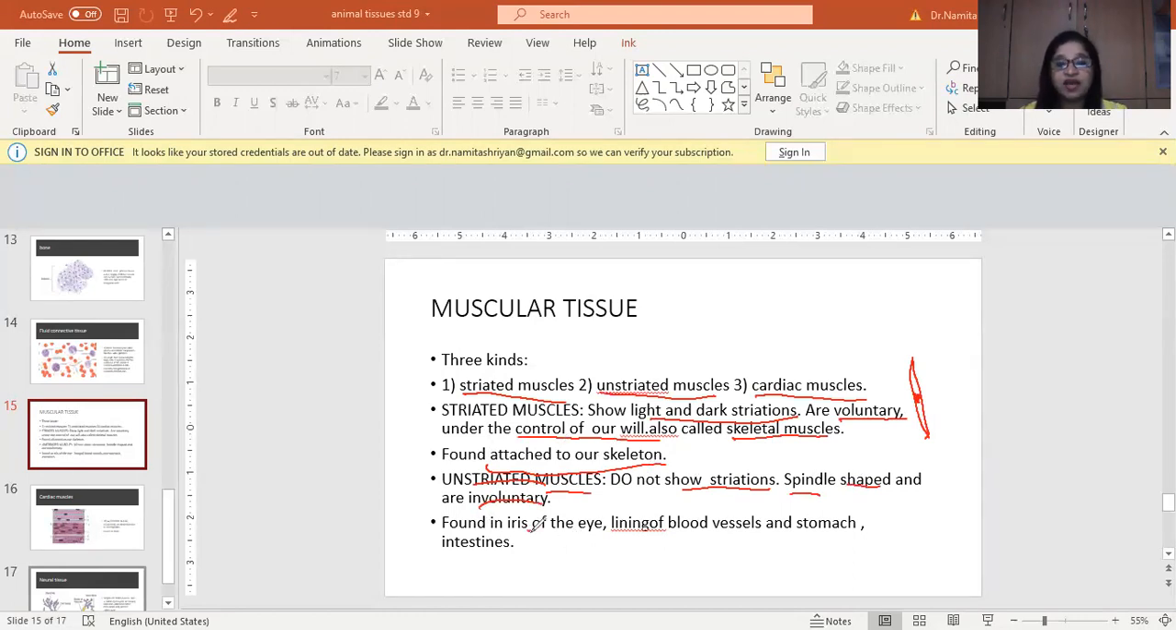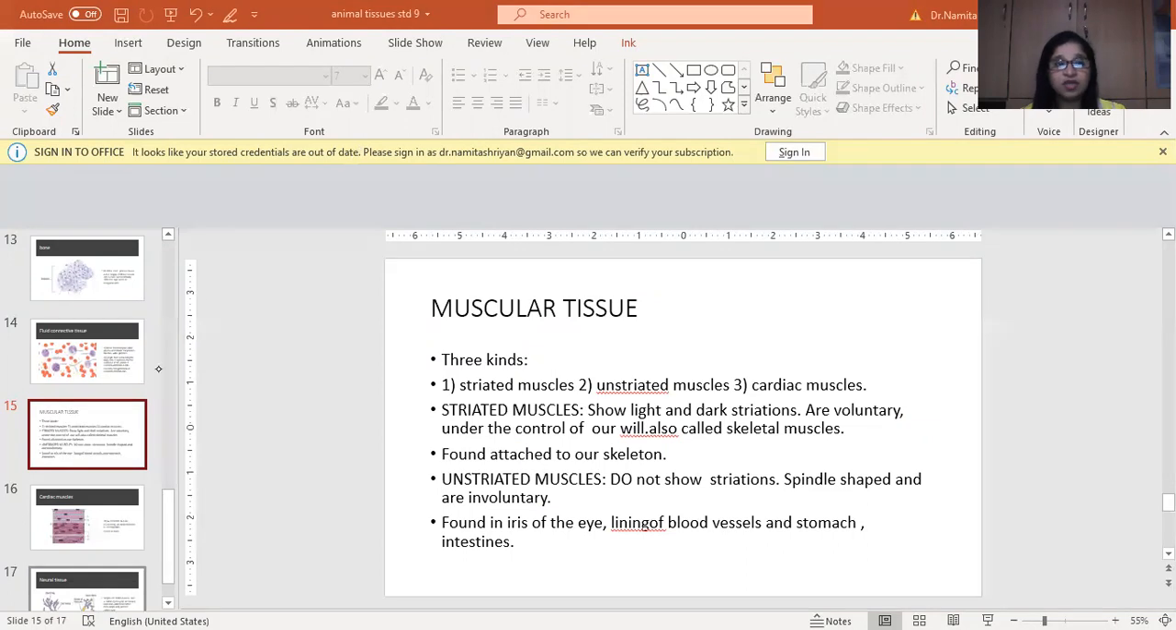So they are found in the iris of the eye, the lining of our blood vessels, the stomach lining, and the intestine. All these organs just go on, even when we are sleeping. The peristaltic movement of the GI tract keeps on going. So these are all involuntary. They are not in the control of our will. So we have talked about striated muscles, which are voluntary or skeletal muscles. Unstriated, also called smooth muscles, because they do not show any striations, and they are involuntary.